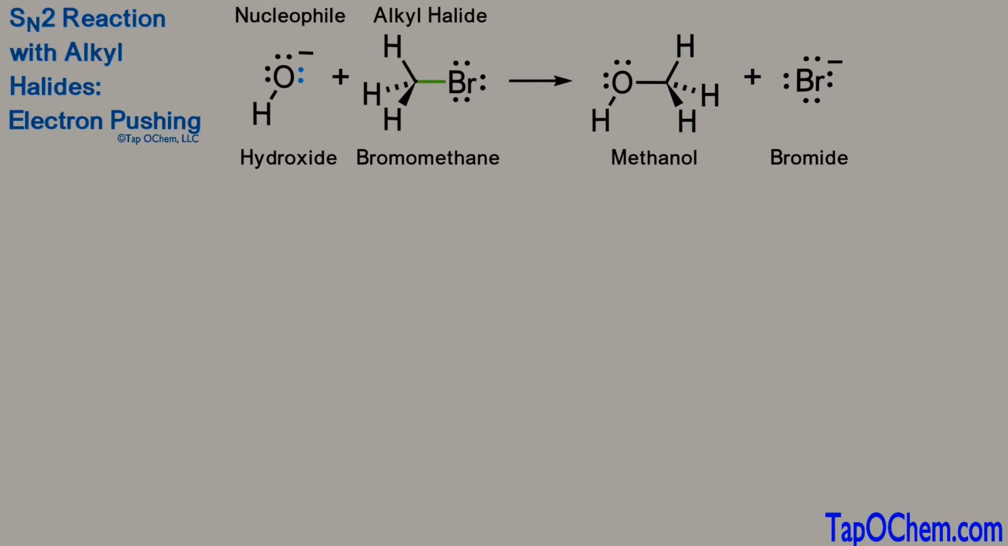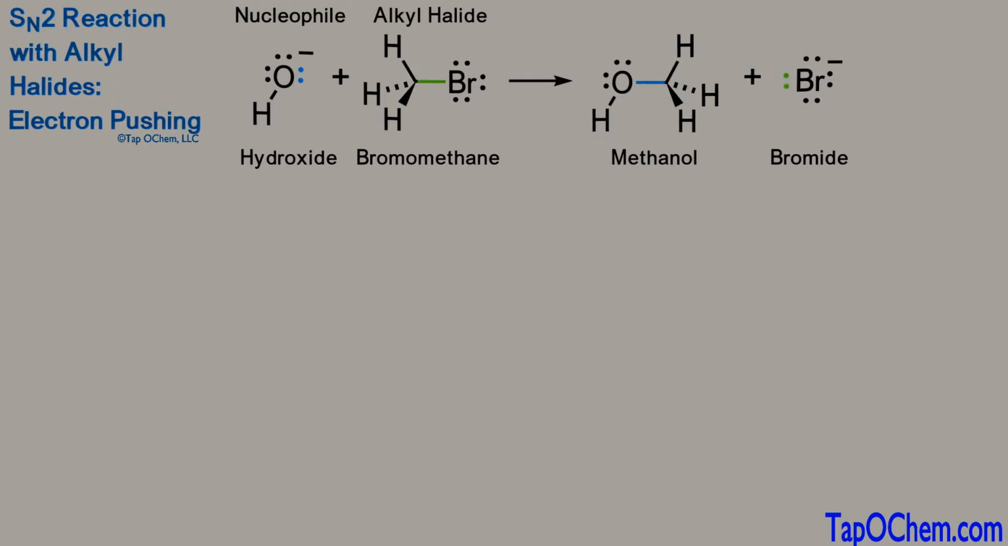The blue oxygen electron pair in the hydroxide reactant transforms to the carbon-oxygen bond of the product. Let's change that product's bond's color to blue to match. The green carbon-bromine bond in bromomethane becomes an electron pair on the bromide ion product. Let's change the color of an electron pair on the bromide to green to match.